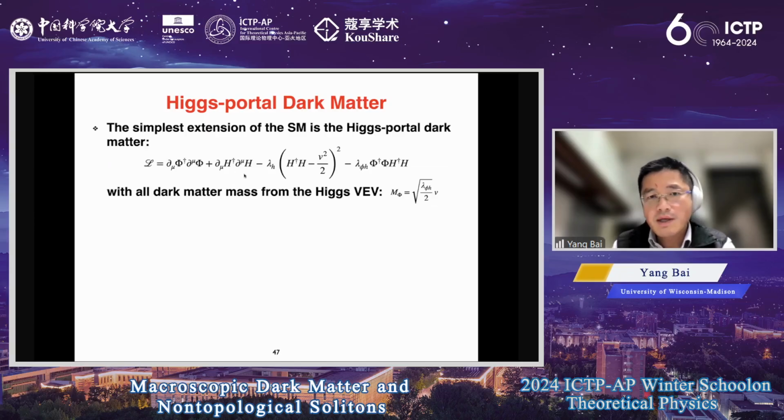Now we are talking about two scalar fields. One is phi, which contains that U(1) phi global symmetry. That is a scalar field which you can think of as the constituent of the Q-ball or non-topological soliton. The other one is an existing particle in the Standard Model, the Higgs doublet.